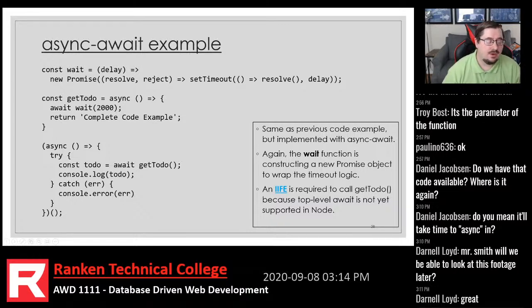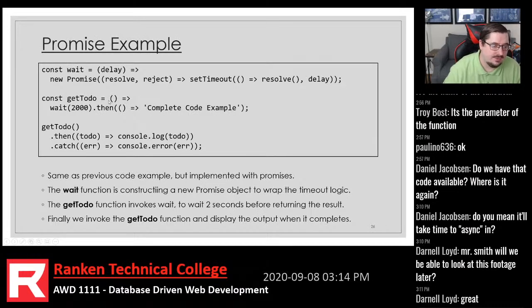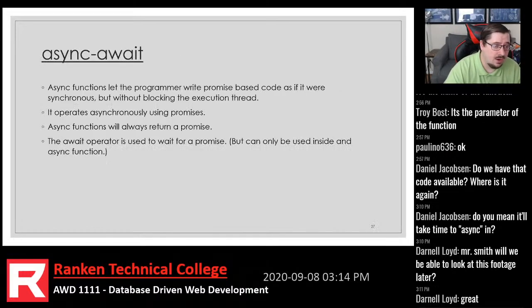Now, I'm going to define the getToDo function, and I'm going to define it as async, right? If we look at the previous example, you see that I don't have any sort of keyword on the getToDo. It's just a normal synchronous function, which means I can't use the await operator.